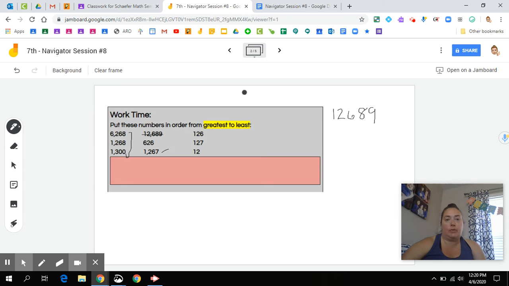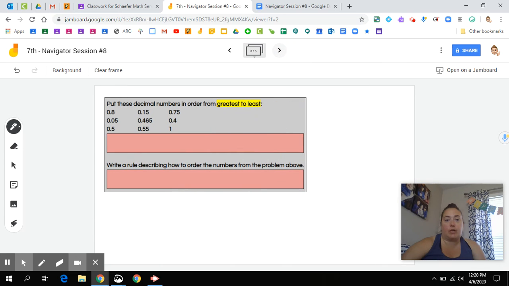Okay, so hopefully we've got those figured out. And now you're going to move on to your second problem here in work time. This time you have some decimals that are all included in here. And so we still need to sort them, and we need to put them in order from greatest to least.